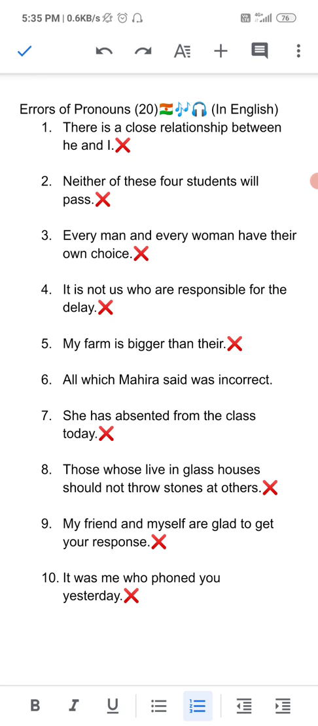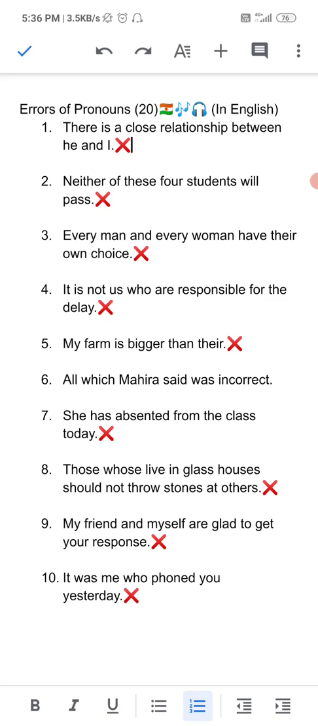Our session is on errors of pronouns. It is the 20th session of pronouns. We have to detect the errors in the questions given below, and we have to rectify these errors. So let's know how to rectify these errors. Stay tuned with Englisha. Our first question is: there is a close relationship between he and I.